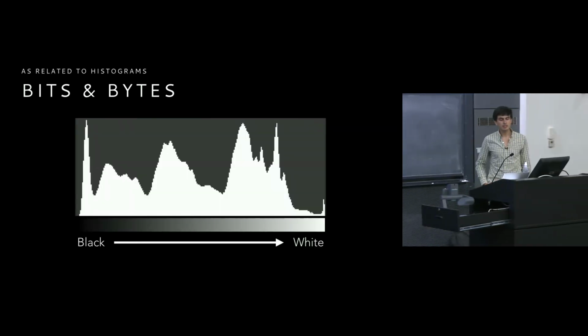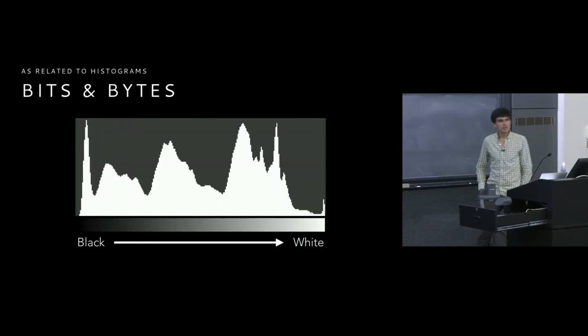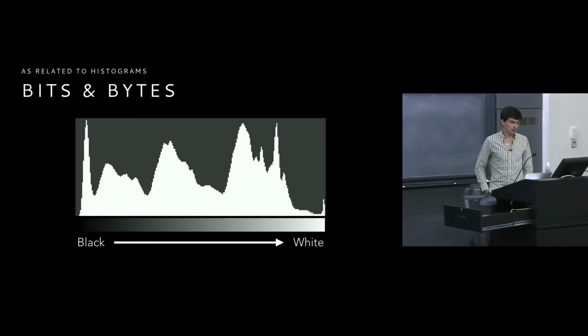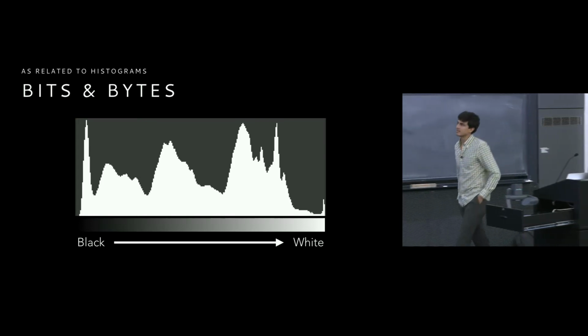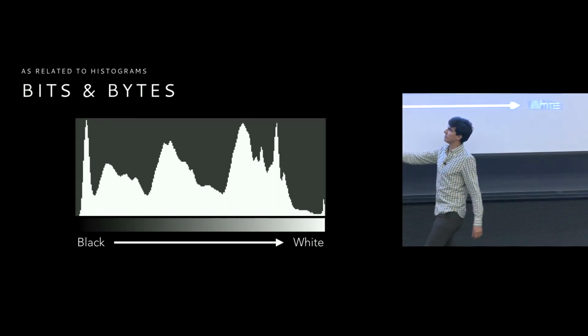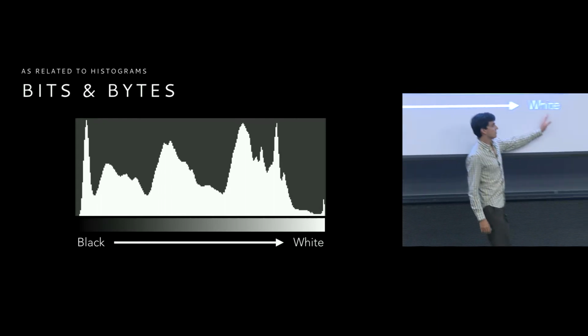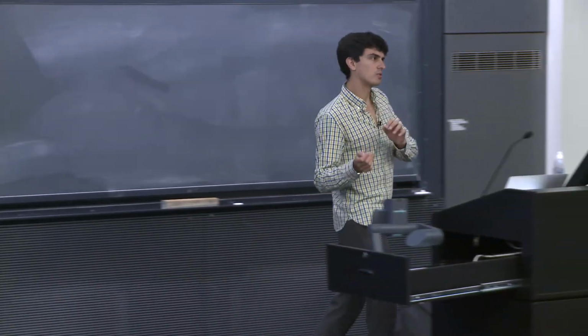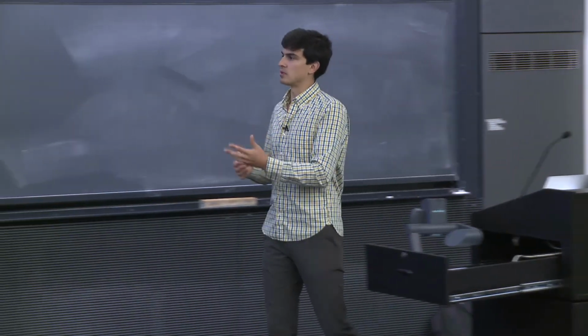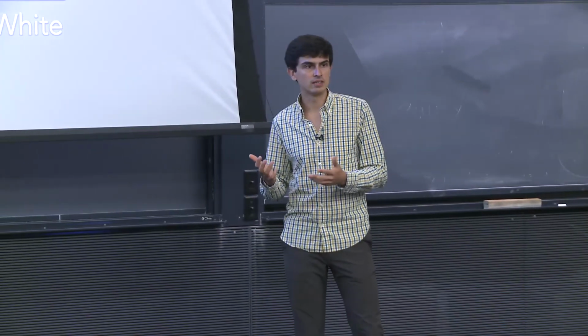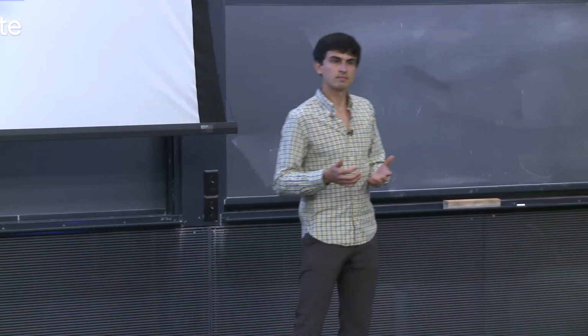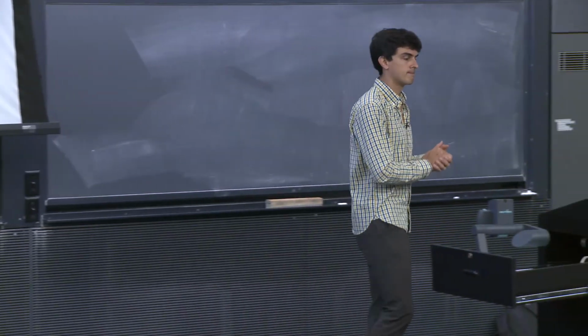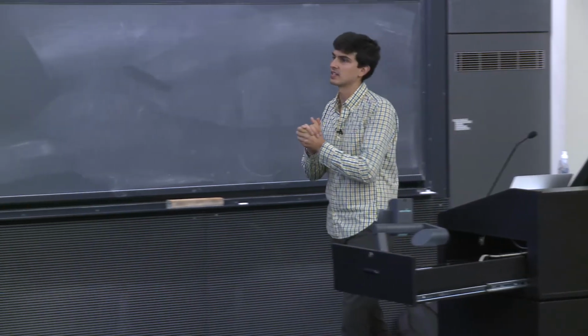So let's go back to that same histogram that we had at the very beginning that showed us a range of tones from black to white. What this actually means is that black is a value of 0, and white is a value of 255. So the range from 0 to 255 is 256 unique numbers. So how many bytes do we need to represent that much data? We have 256 unique values. How many bytes do we need to represent 256 unique values?